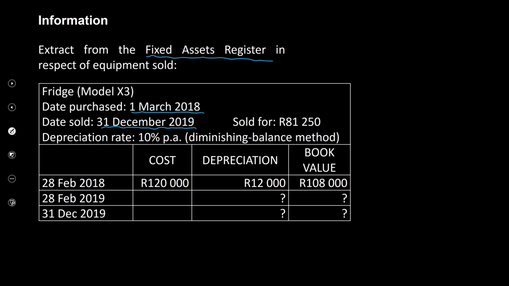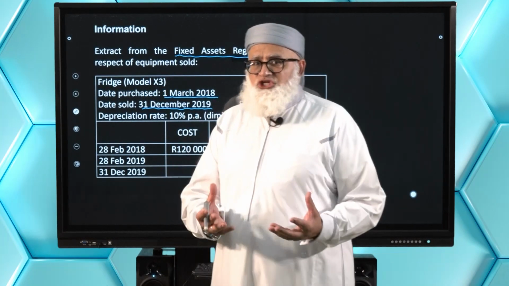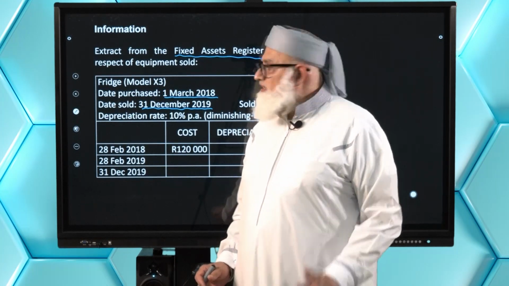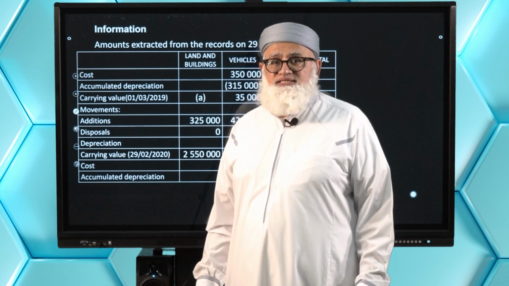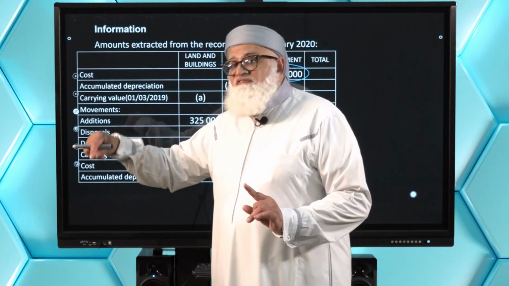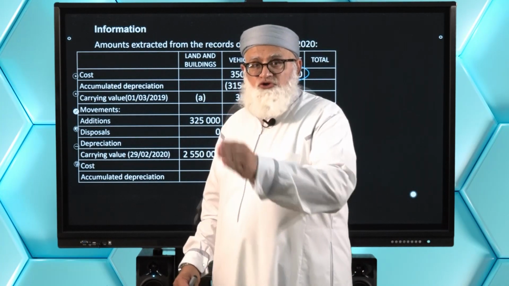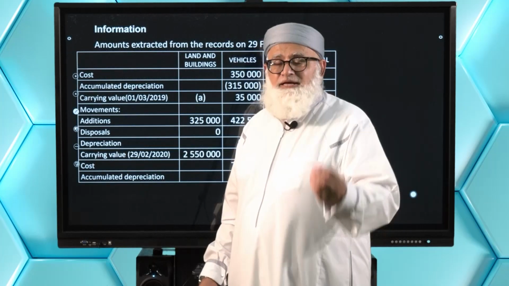Just a bit of information on the fixed assets register. Remember, your asset account, as it appears in your balance sheet or in your ledger, doesn't give you specific details about a particular asset. For example, the total value of my equipment is 460,000 at the beginning of the year. But what constitutes the 460,000? That information is gleaned from your fixed assets register. So if you want to know specific asset values, you'll have to go to your fixed asset register and get the information regarding that particular asset.